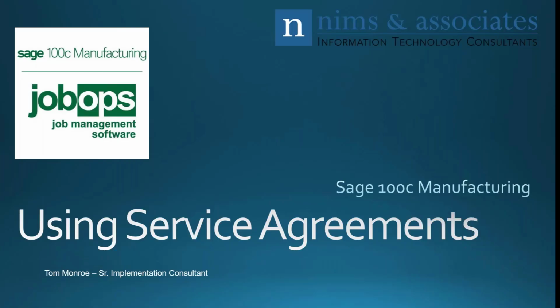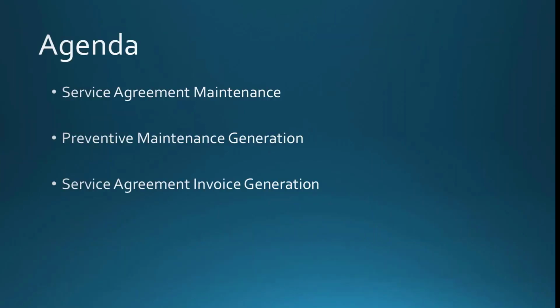In our continuing series about Sage 100C manufacturing, today we're going to talk about using service agreements. Our agenda includes topics: service agreement maintenance, preventive maintenance generation, plus service agreement invoice generation. So let's go ahead and take a look. We're going to start looking at service agreement maintenance.